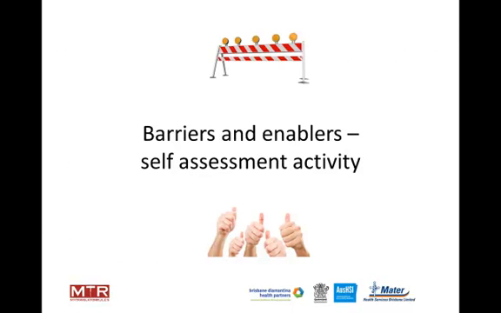The first activity that I'll get you to do is a quick tick and flick. So I'll get the facilitator to pause the slide here. You're going to do a barriers and enablers self-assessment activity. So I'm going to get you to think about the barriers and enablers to EBP that you face. That's the first activity. Spend a few minutes going through this now when the video is paused.